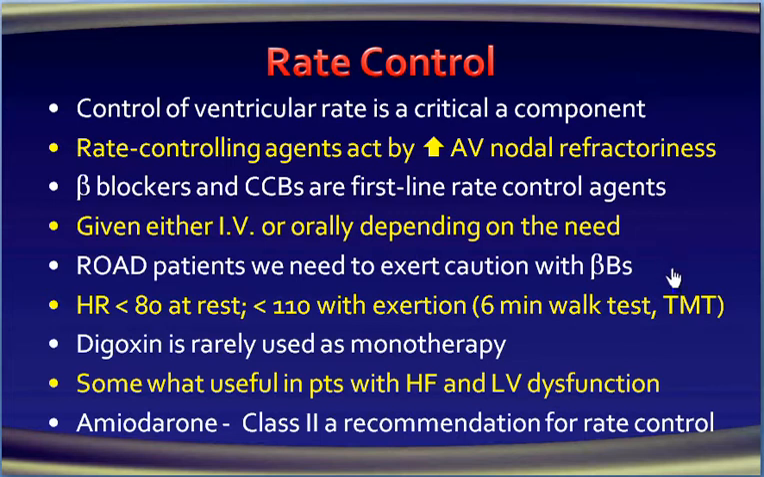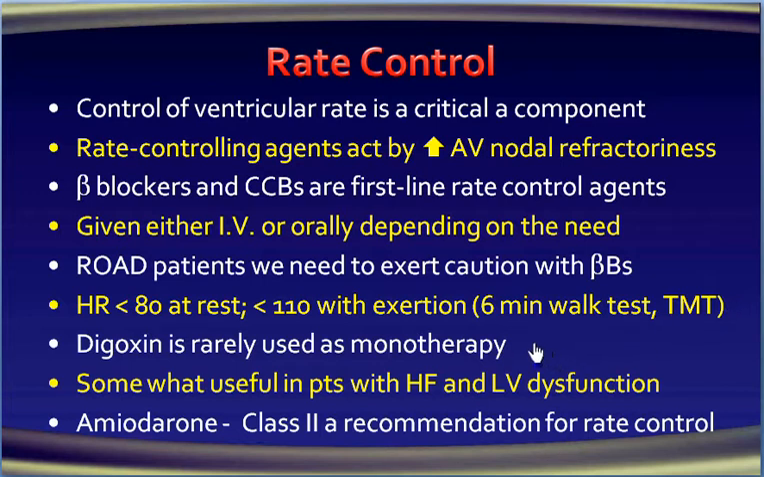Patients who have reactive obstructive airway disease or reversible obstructive airway disease, that is the asthmatic patients, we need to exert caution when we use beta blockers in them. We have to try and achieve a resting heart rate of 80, and with exertion, that is the 6-minute walk test, the heart rate should be 110.